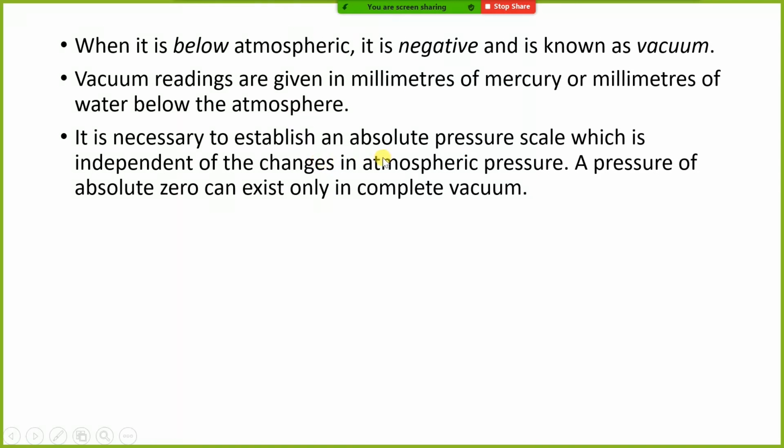It is necessary to establish an absolute pressure scale which is independent of change in atmospheric pressure. The pressure of absolute zero can exist only in a complete vacuum. There is a concept of absolute zero pressure. At atmospheric pressure, when the pressure gauge shows zero reading, it means zero represents the atmospheric pressure. The atmosphere itself has some pressure, so it is not absolute zero. Absolute zero pressure is where there is complete vacuum.